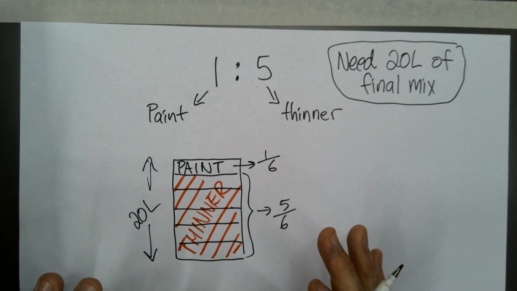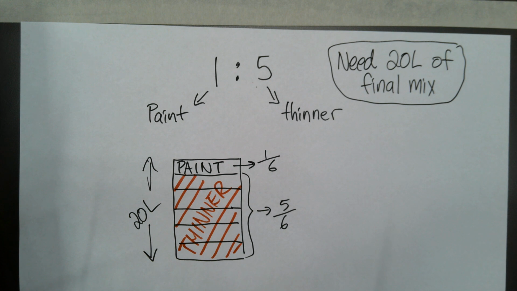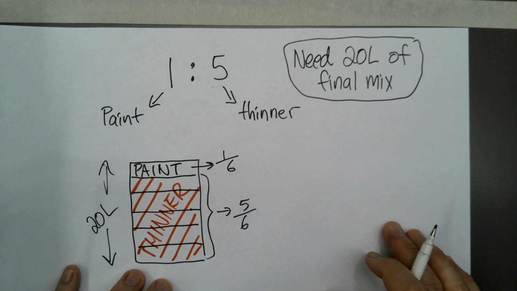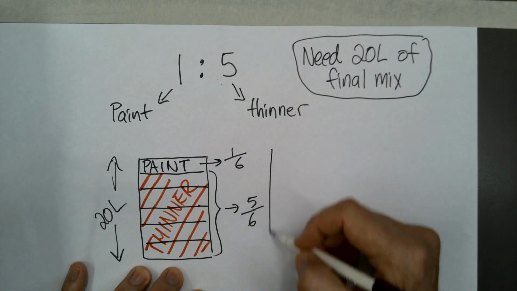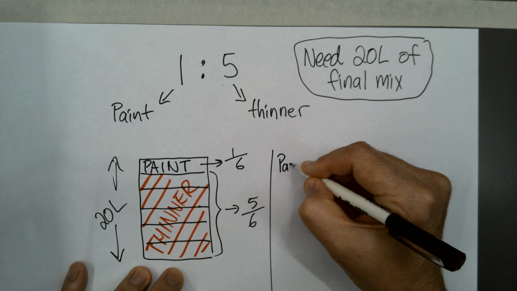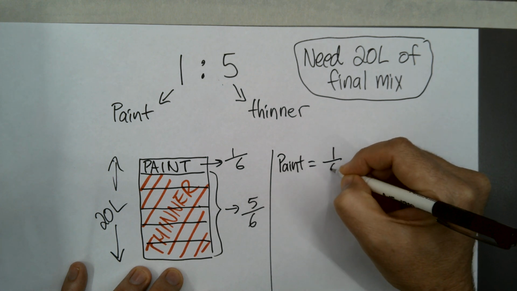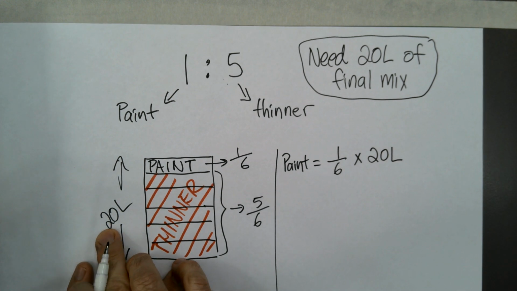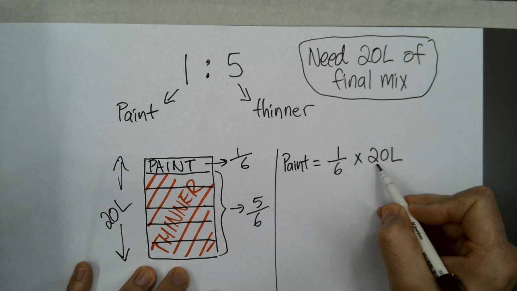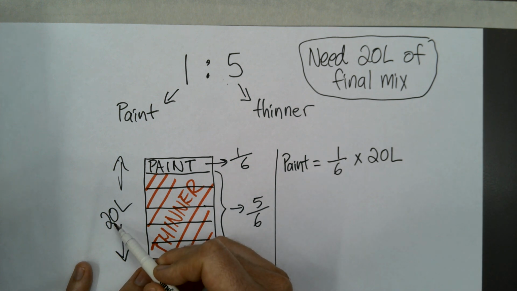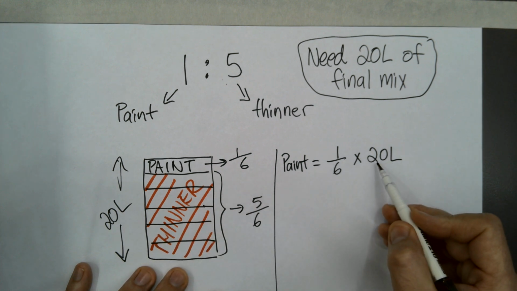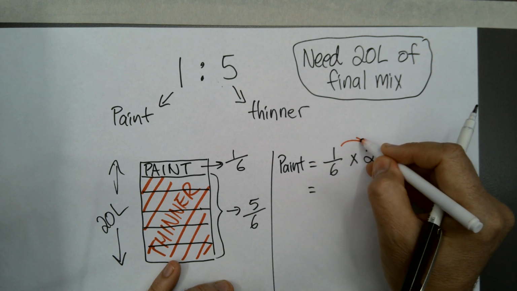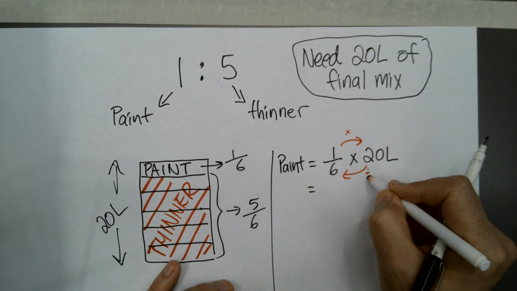Okay, now you don't need to do a diagram like this every single time, but heck, if it helps, do it, okay? So how do I do that then? Okay, well, I need to know how much paint. Okay, so the paint is 1/6 of 20 litres. And if I was making 80 litres, then that would be 80 just there. If I was making 5,000 litres, then that'd be 5,000 there. Okay, so as we've just said before, multiply and divide.